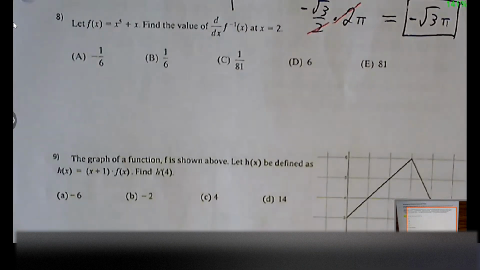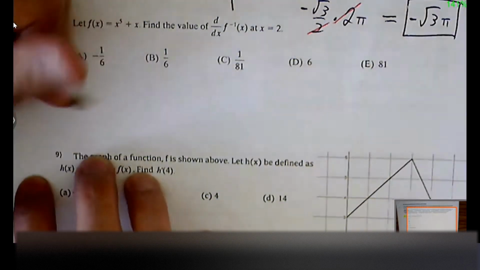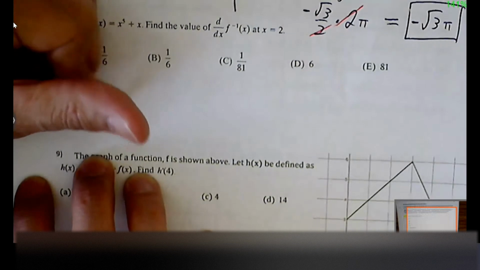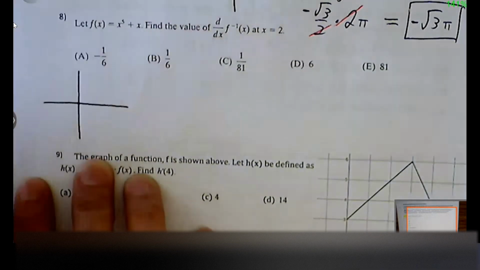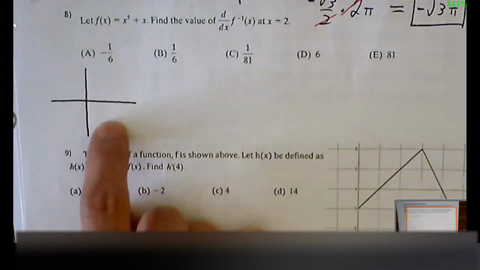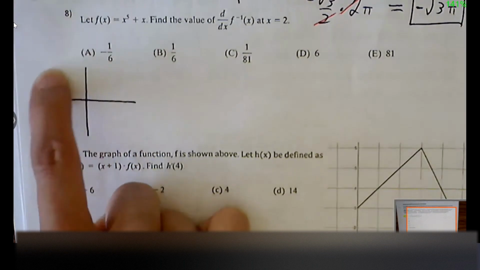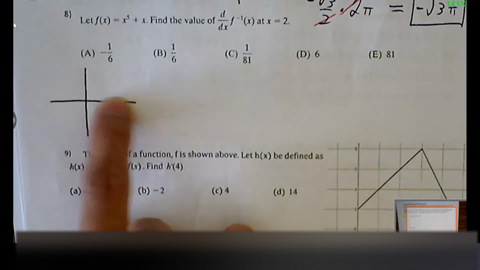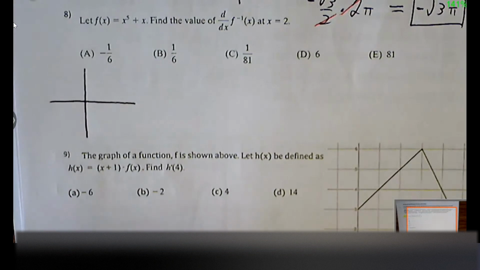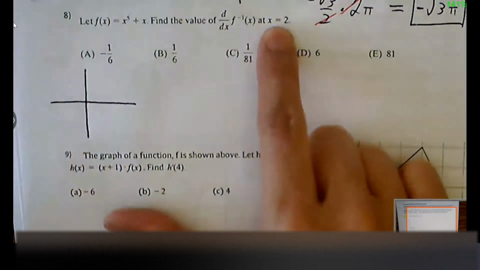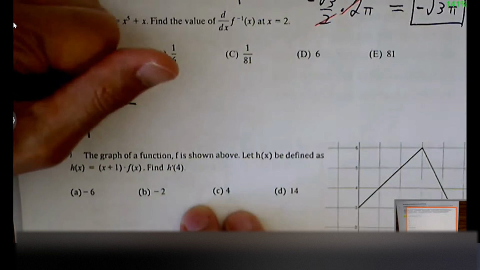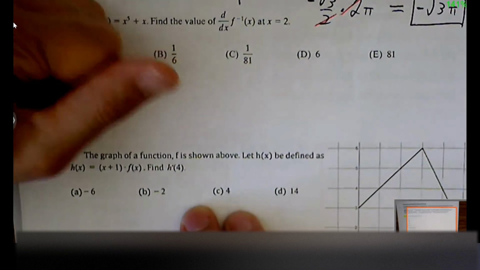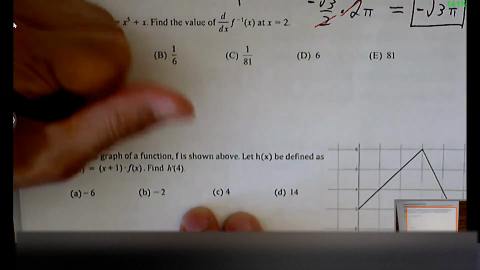Number 8 is finding the derivative of the inverse at a point. So we can create our chart. We'll start with the information down here. We'll work around this chart. By the time we come around full circle, we're going to have enough information to fill out the remainder of this bottom here. So I want to find the derivative of f inverse at 2.